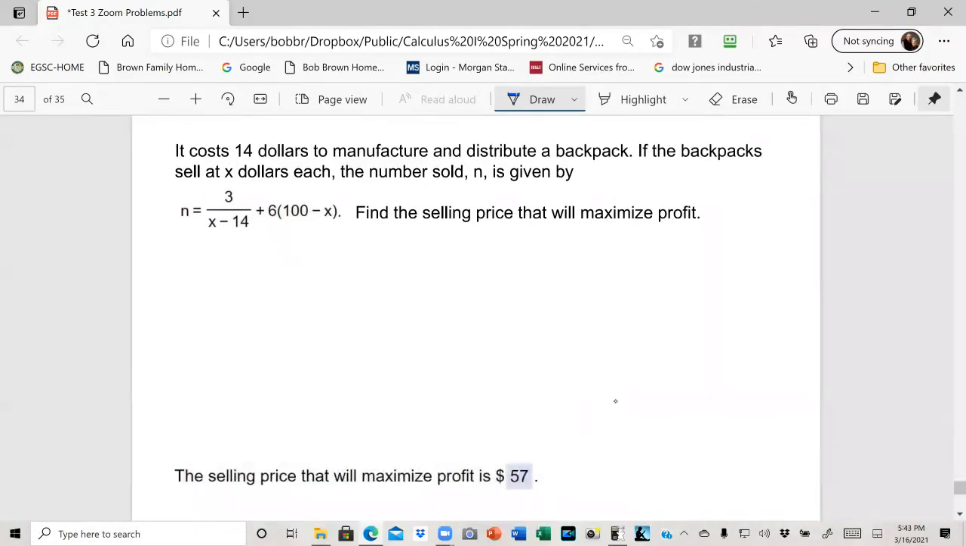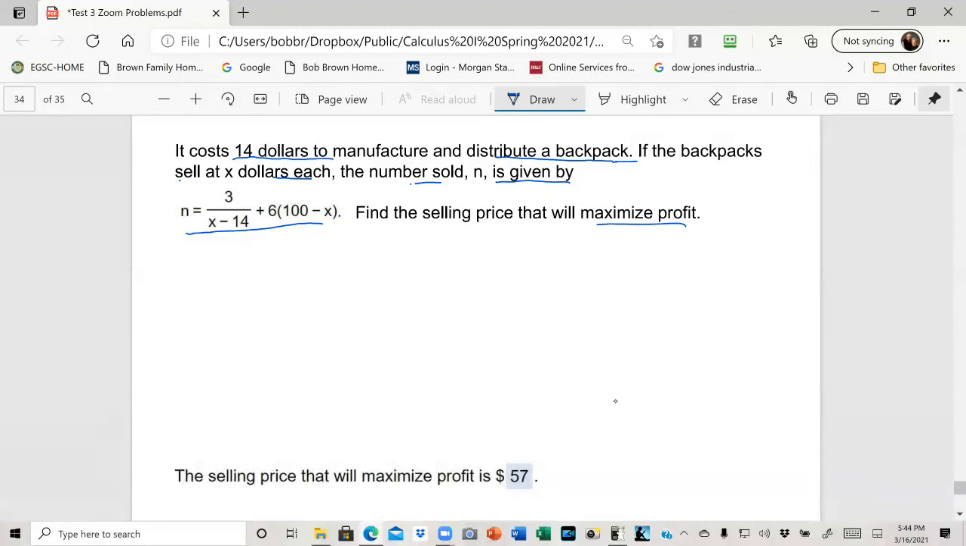Now we have a problem relating to manufacturing again. It costs $14 to manufacture and distribute a backpack. If the backpacks sell at X dollars each, the number sold, N, is given by this formula. Find the selling price that will maximize profit.